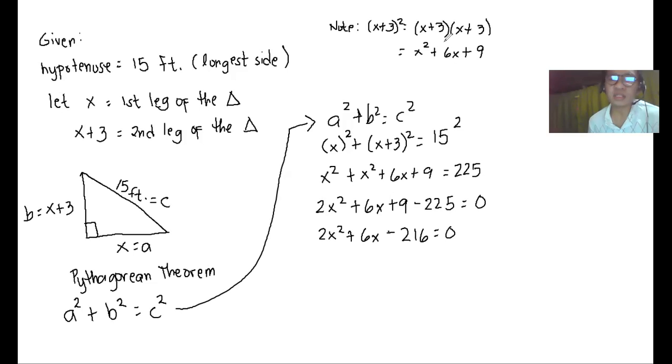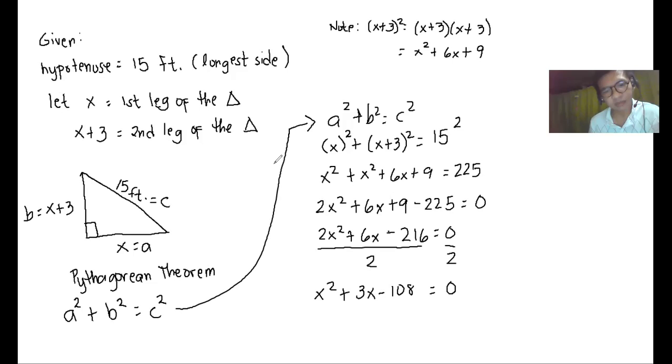We will notice that 2x squared, 6x, and negative 216 can be divided by 2. So we need to divide by 2. Whatever you do on the left, you do on the right, because this is an equation. So divide by 2: 2x squared divided by 2 is x squared, plus 6x divided by 2 is 3x, negative 216 divided by 2 is negative 108, and 0 divided by 2 is still 0.